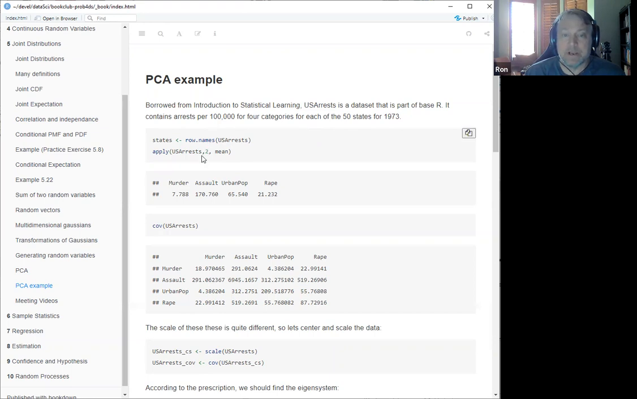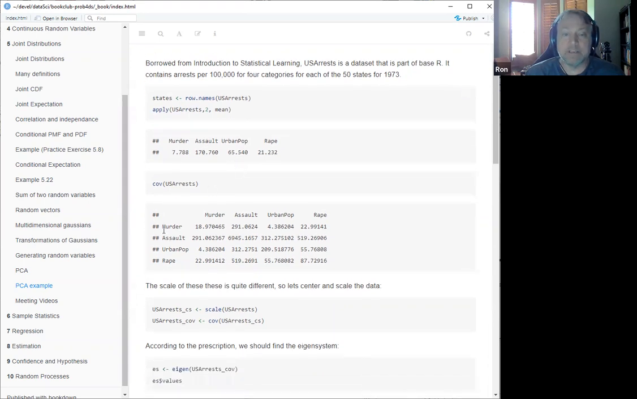Basically, for each of the 50 states in the United States in 1973, they looked at the arrests per 100,000 in three categories, actually, not four. It also gives you the percentage of the population that's considered urban population in that state. You could try to use this to do some kind of regression, but here we're just going to look at principal component analysis.